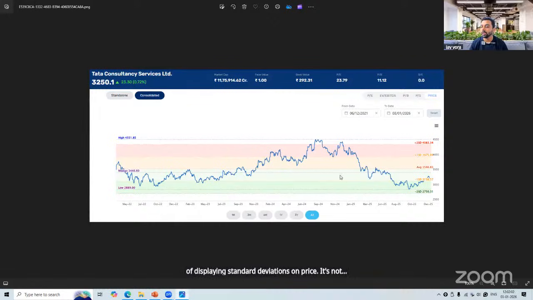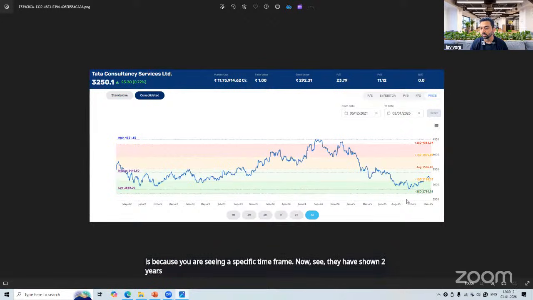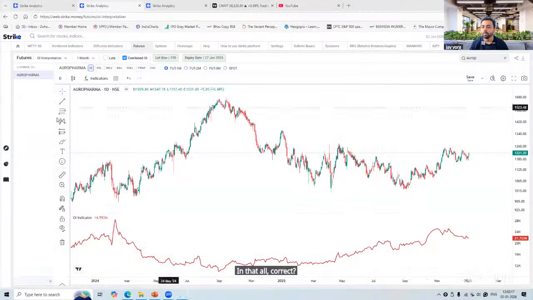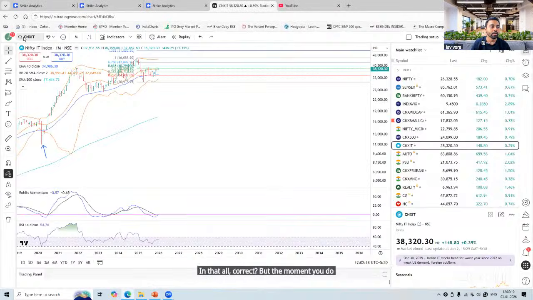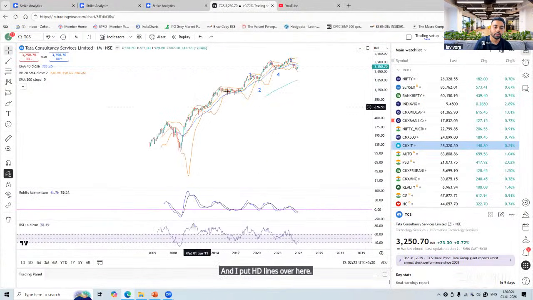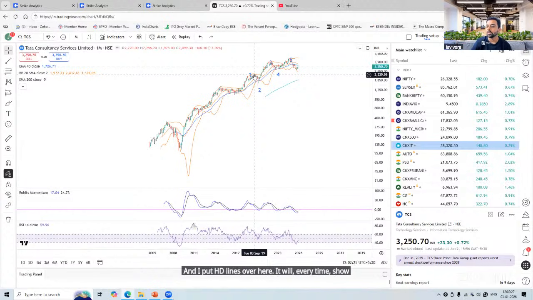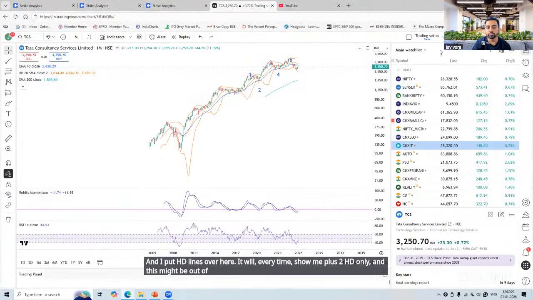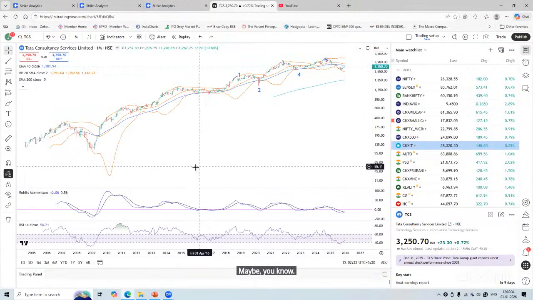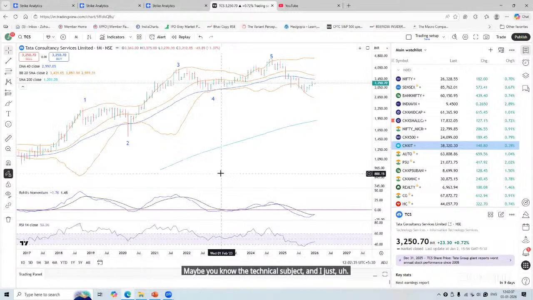Why it has worked for you is because you are seeing a specific time frame. They have shown 2 years of data over here, or 3 years. But the moment I do, say for example, TCS, and put SD lines over here, it will every time show me plus 2 SD only. And this might be out of whack. Maybe you know the technicals better than me. I just observed this.